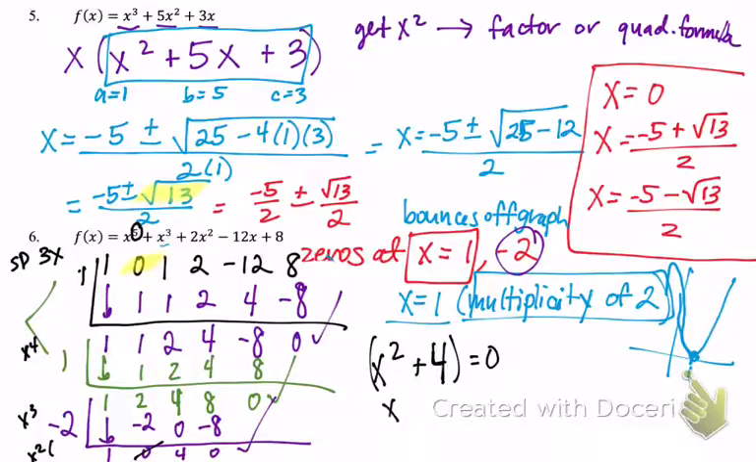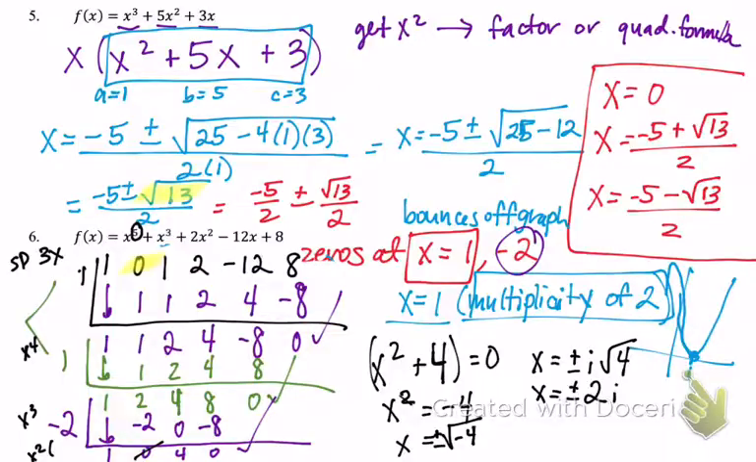So if I set that equal to 0, I say x squared equals -4, x equals plus or minus the square root of -4. So x equals plus or minus i square root of 4, took out an i. X equals plus or minus the square root of 4 is 2i. So my final answer would be x equals 1, 1, -2, -2i, 2i.